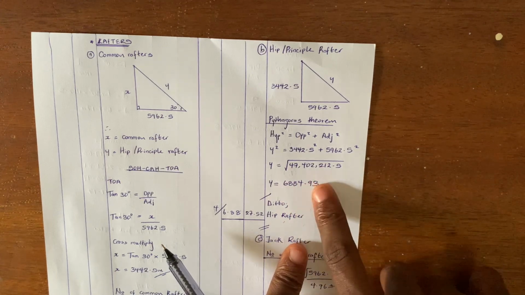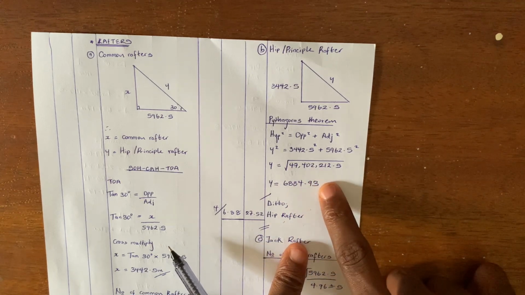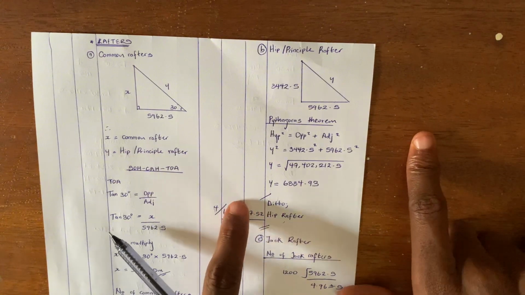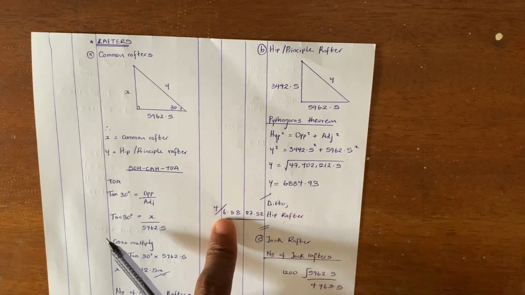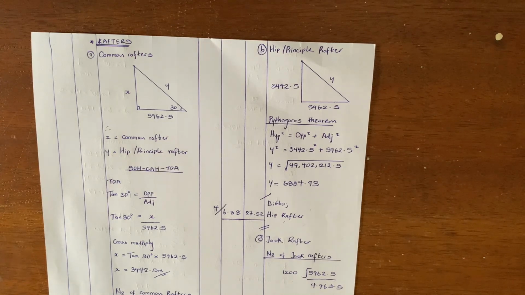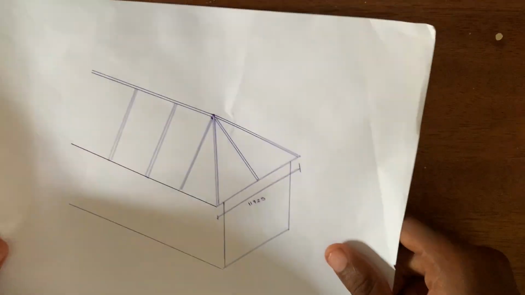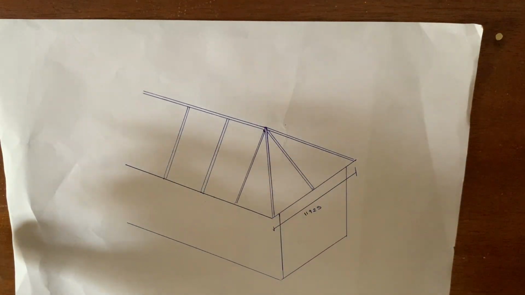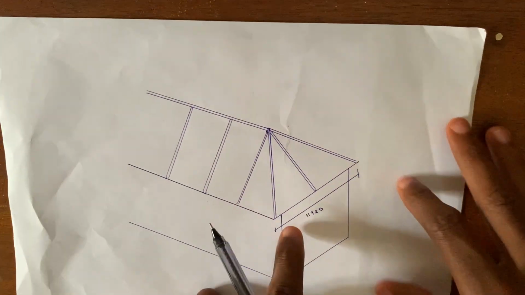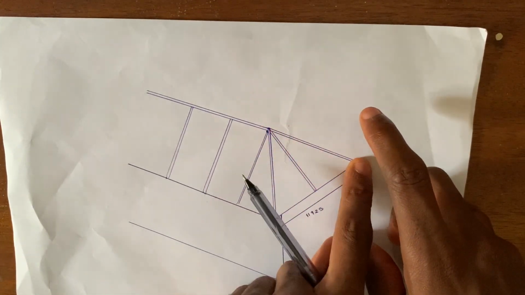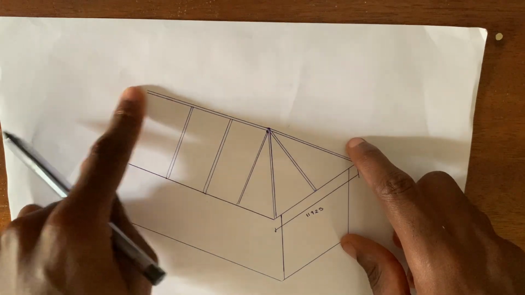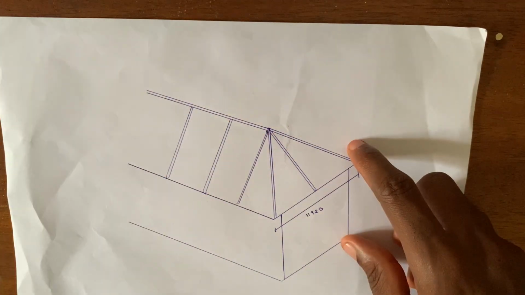6,884.93. Divide it by 1,000 to get it in meters. That's 6.88. Then you multiply it by the number of hip rafters you have. How many hip rafters will we have in the roof? You go to the hip side. How many hip sides do we have? 2 hip sides. How many rafters per hip side? That's 2. 1 here, 1 here. There will be another 1 here and another 1 here. So that's making it what? 4.